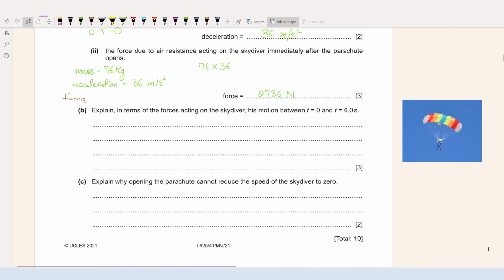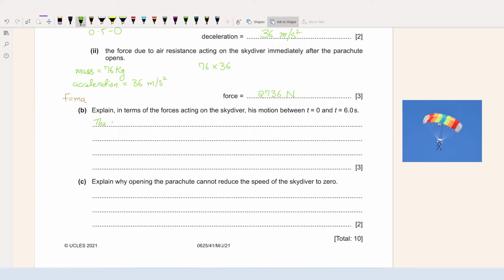Part B says explain in terms of forces acting on the skydiver his motion between t equals 0 and t equals 6. At t equals 0, they said that the skydiver opens the parachute. As soon as the skydiver opens the parachute, the velocity starts decreasing. So we can write that here.